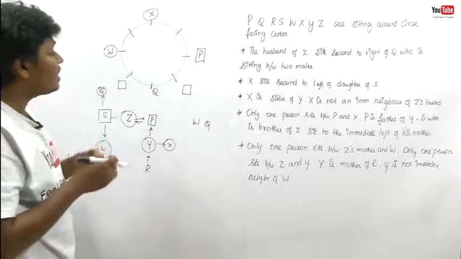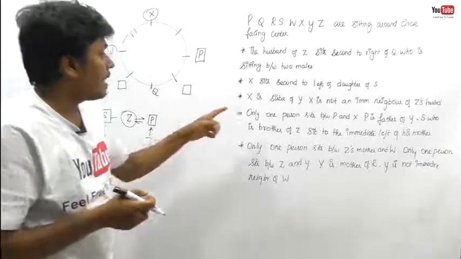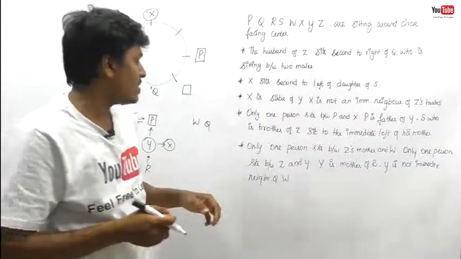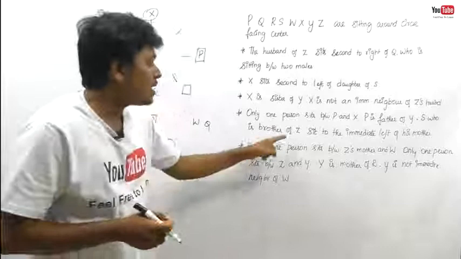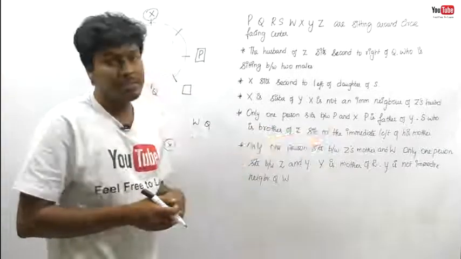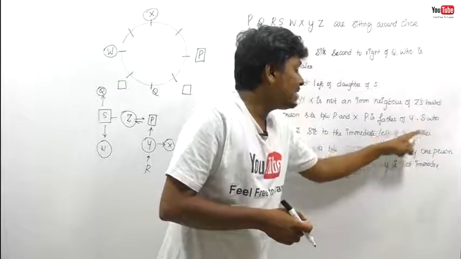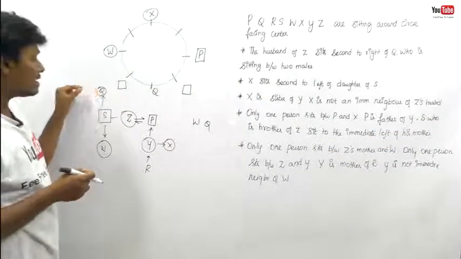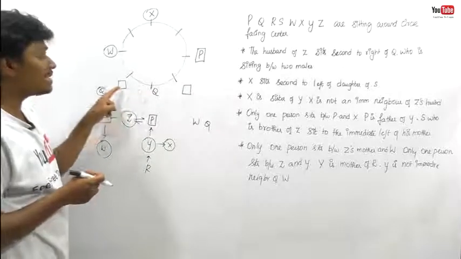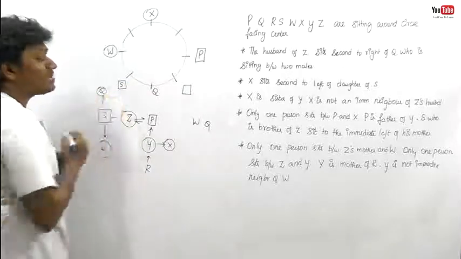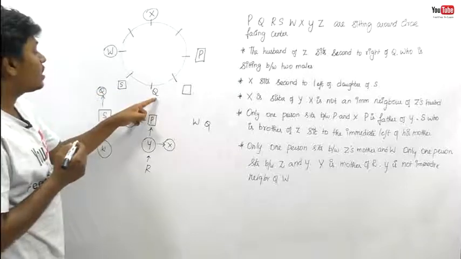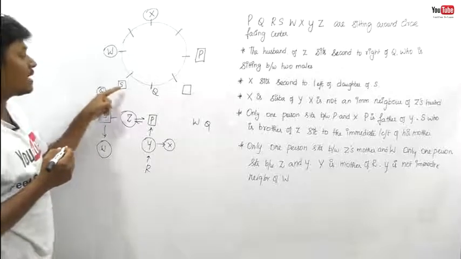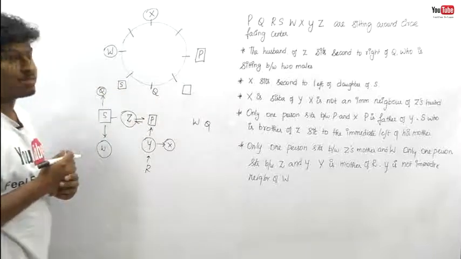So still we have so many persons remaining. Okay, let it be. X is not an immediate neighbor, only one person between. S, who is the brother of Z, sits to the immediate left of his mother. Friends, S is sitting to the immediate left of his mother. S's mother is Q. So on Q's left-hand side, immediately S should come. They have said that the immediate neighbors of Q should be male, and here we have found that S is a male person. So I can clearly say that on Q's left, S should come, right?